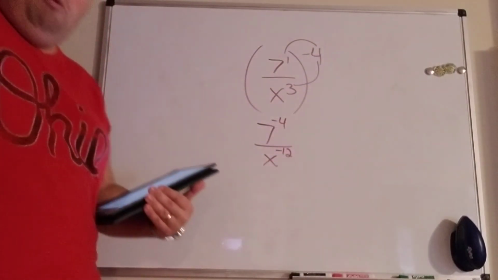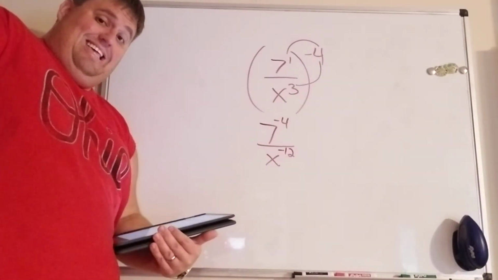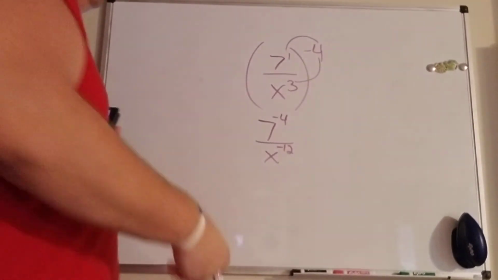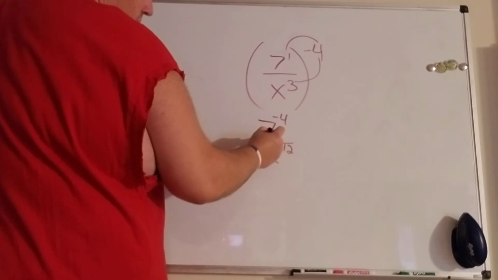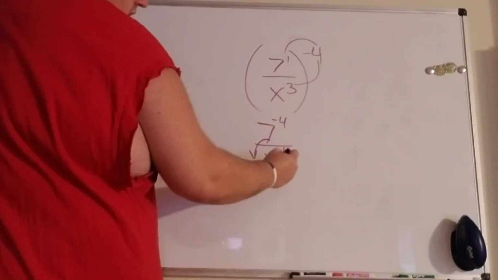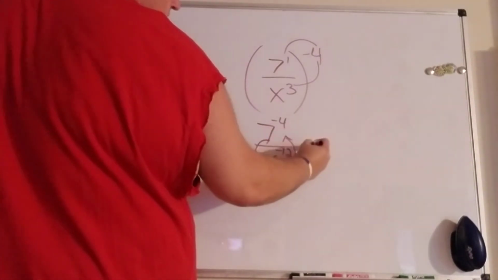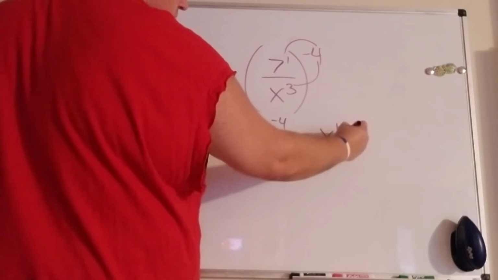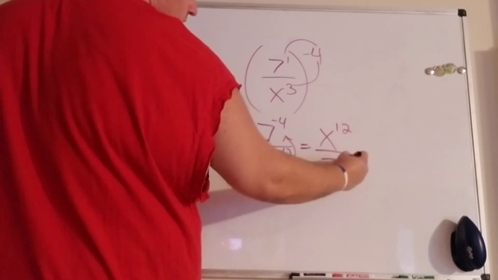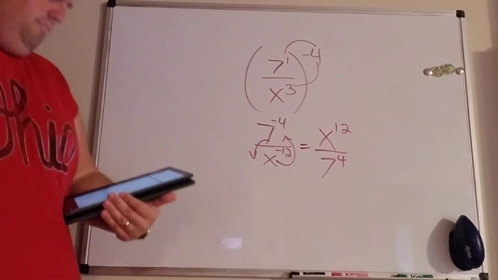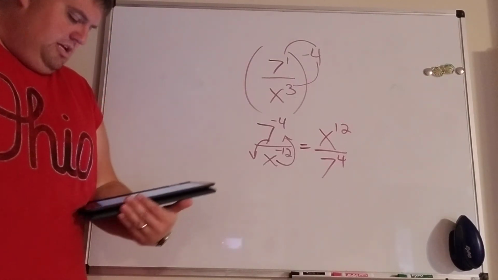Awesome. So that's power to a power. Check, is there any negative exponents? There sure is. So this is going to have to flip. This will move to the bottom. This will move to the top. And my final answer will be x to the 12th over 7 to the 4th. Very good. 2 left. Number 19.